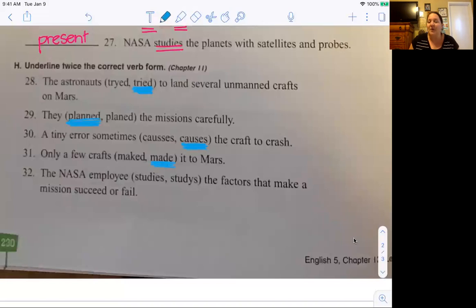And last one, 32, the NASA employee studies the factors that make a mission succeed or fail. So do we drop the Y and add an I and then the suffix, or do we keep the Y? What do you think? It's the first one. We only keep the Y if it has a vowel before it. So like if it was key, it'd be K-E-Y-S, right? But because there's a consonant there, that D is a consonant, we have to change the Y to an I and add the suffix.